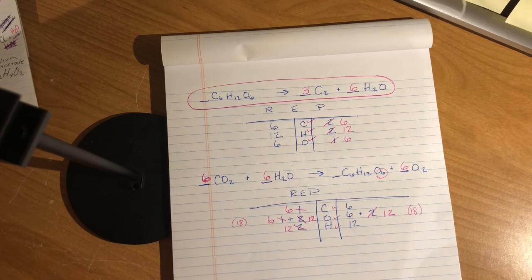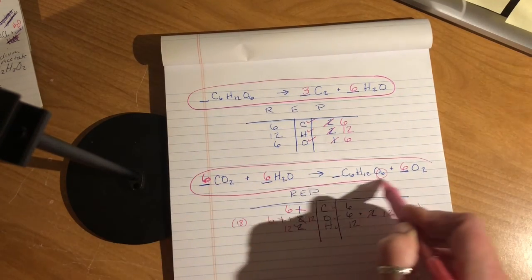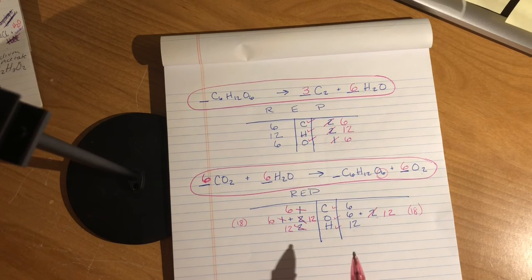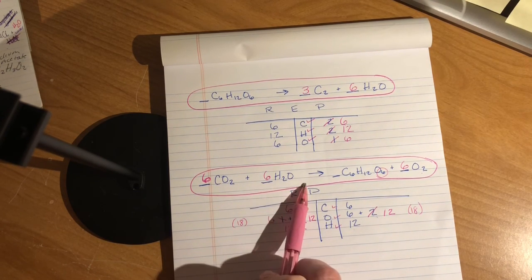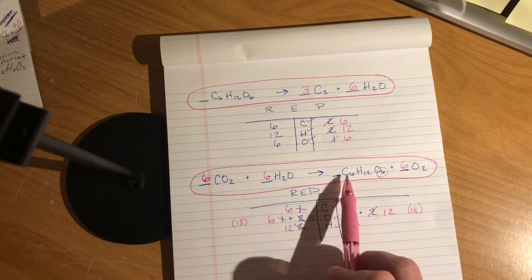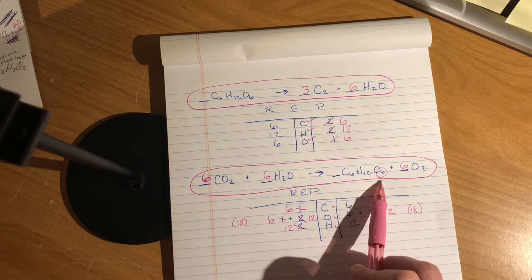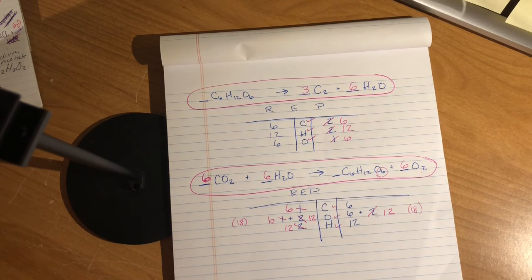All 3 of the elements are totally balanced, making the balanced chemical equation for photosynthesis, if you remember from 7th grade, 6 CO2 plus 6 H2O in the presence of sunlight yields C6H12O6 plus 6O2. It's quite that simple.